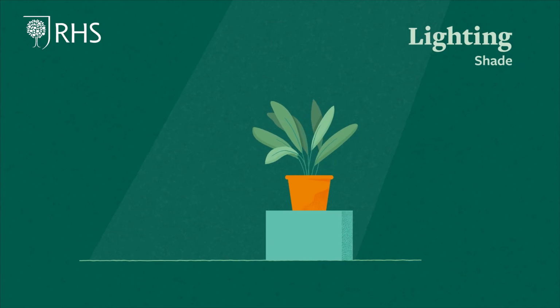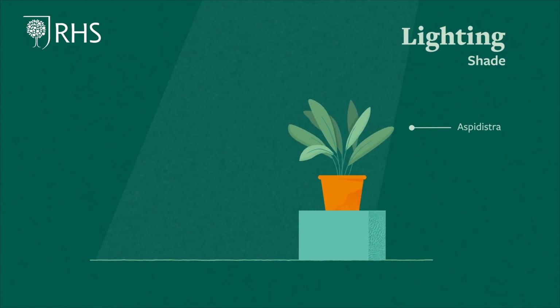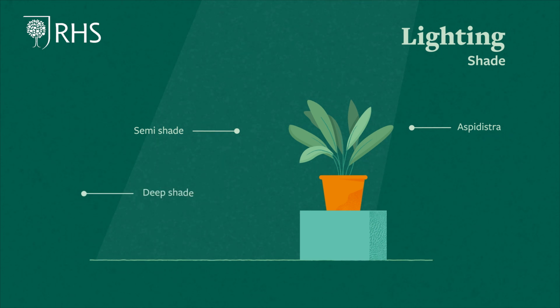And the last type of lighting is shade. Now there are two different types of shade. You'll have semi-shade, which you can find in and around an unlit window, maybe a north facing window. And then you have deep shade, which unfortunately nothing will grow there, probably at the back of a room.